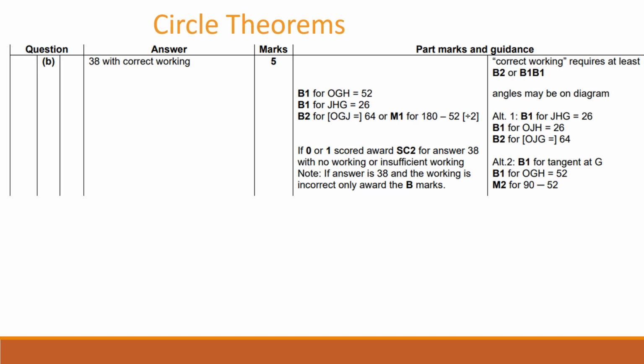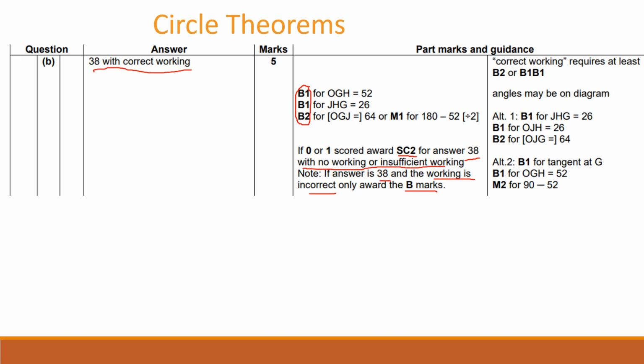The mark scheme says you get 38 degrees with correct working. Over here at the bottom it says SC2 for answer of 38 with no working or insufficient working. Underneath that it says if the answer is 38 and the working is incorrect, only award the B marks. If you've got any of those angles up here and here, these are B marks, only award those if you've got any of those correct, but you can't get any marks for getting that 38.